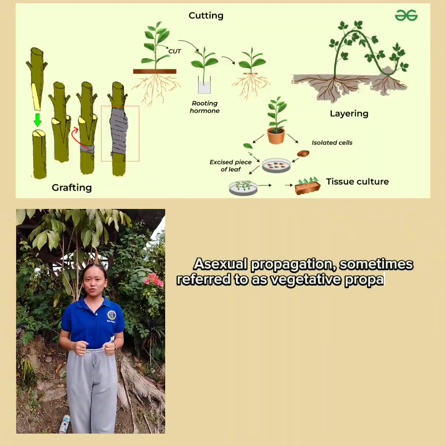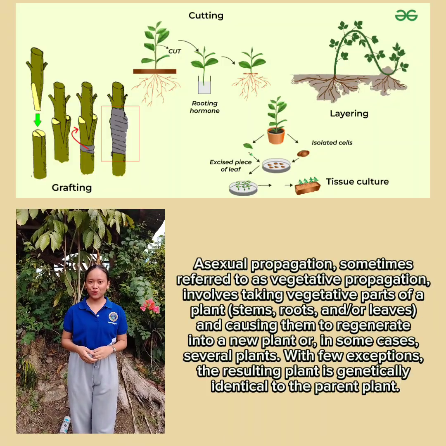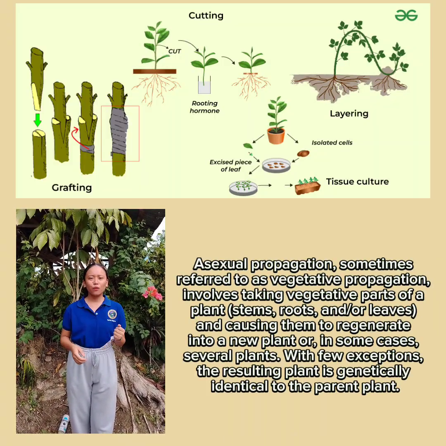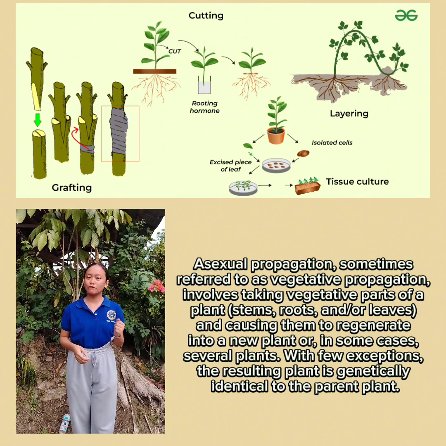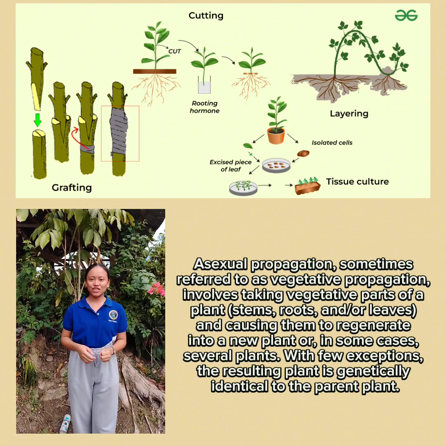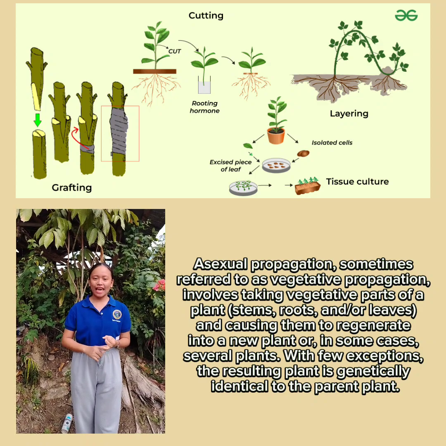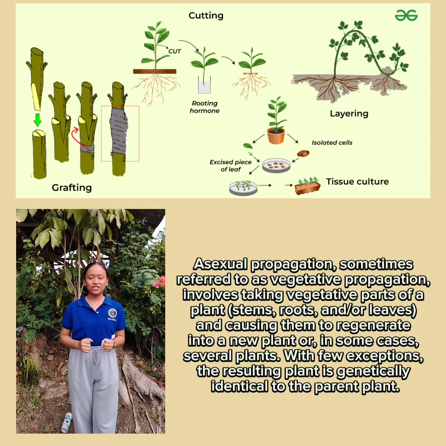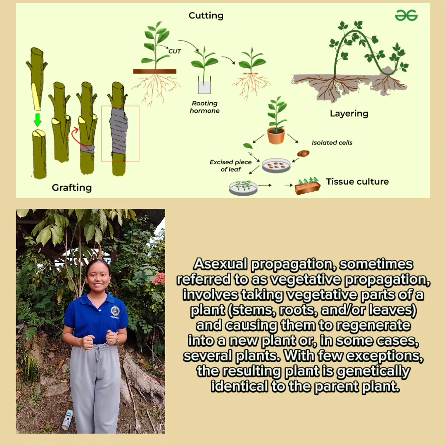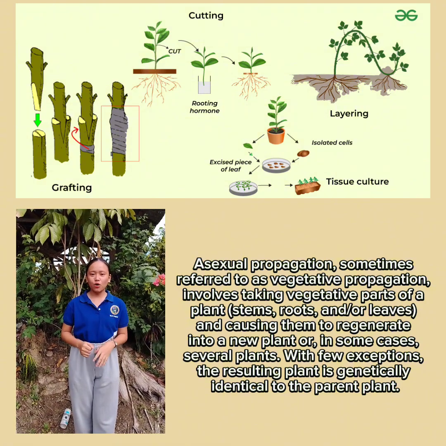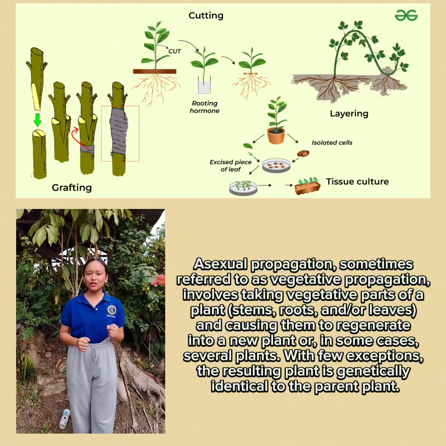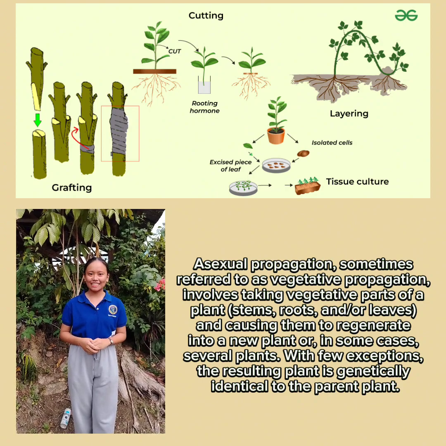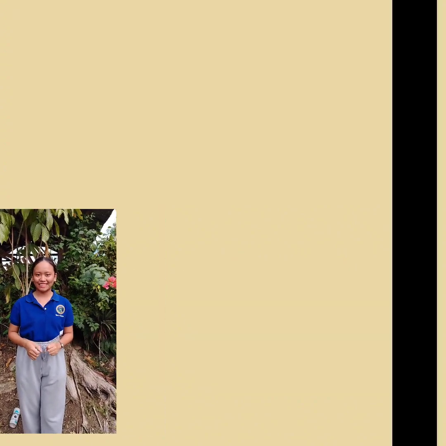If you're not familiar with asexual propagation, let me explain it to you. Asexual propagation is also referred to as vegetative propagation, which involves taking the vegetative parts of the plants, such as the stems, roots, and the leaves, causing them to regenerate into a new plant, or in some cases, several plants. With some exceptions, the resulting plant is genetically identical to the parent plant.